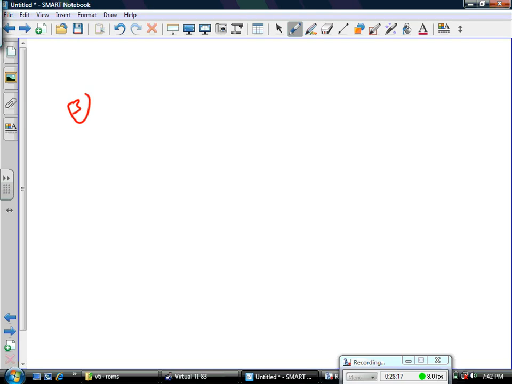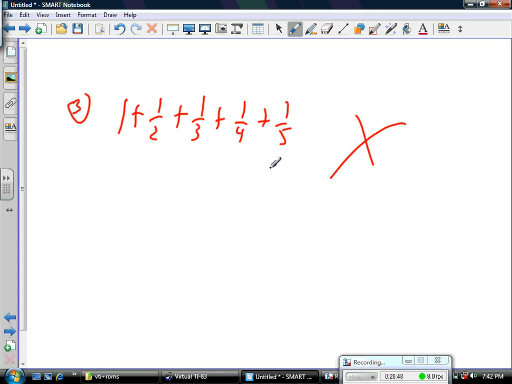How about 3? 1 plus a half plus a third plus a fourth plus a fifth. Geometric? Yeah, who's A? 1. Who's R? What times 1 is a half? A half. So you've got to be able to multiply by a half again. No, not geometric. So I don't know if it converges or not because I only know about geometric series that converge. This may or may not converge.